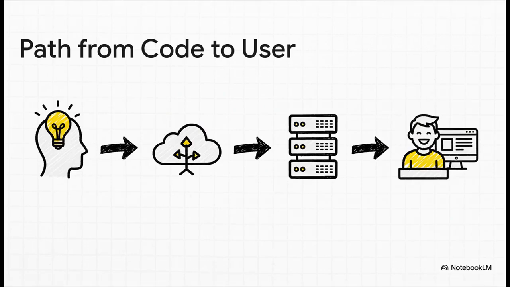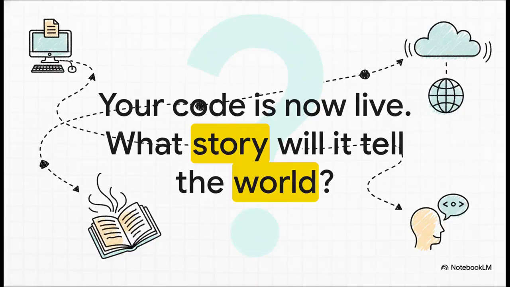So, let's recap the whole journey we just went on. It's a really clear path when you break it down. You write the code, you push it with Git, the files land on the server, and the page is shown to the user. Code, Git, server, user. That's the entire flow. So now you get it. You understand the entire path from a simple file on your desktop to a live website that can be seen by the entire world. Your code is now live. So the only question left is, what story is it going to tell?